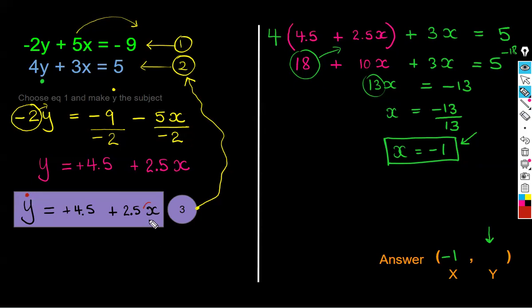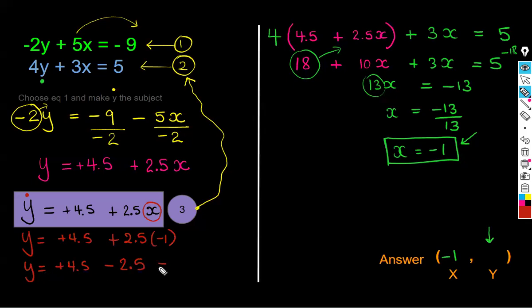So you just have to replace x with what we just got. And we have what here? Minus 1. Let's work this out quickly. You're going to get 4.5. 2.5 by minus 1 is minus 2.5.